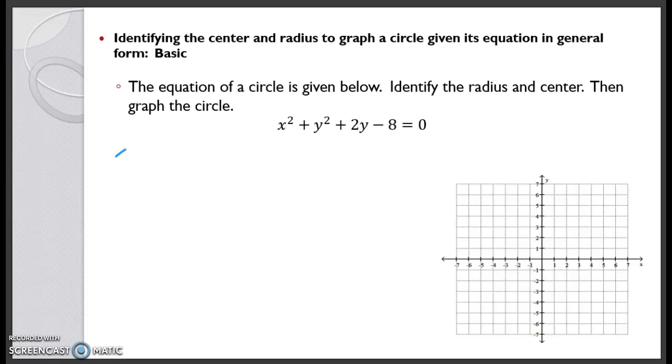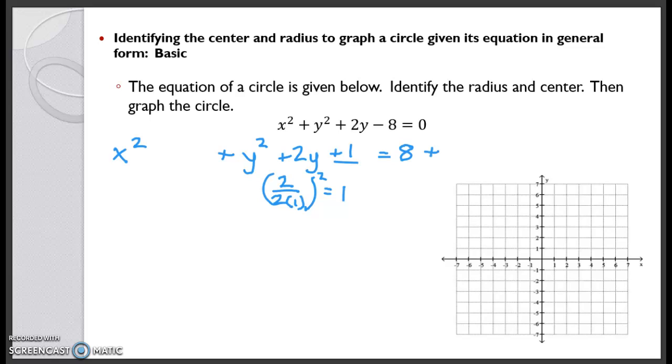let's go ahead and isolate the x's. X squared, oh wait, there's no x's. Okay, so now let's isolate the y's. And then add 8 to both sides. And this is where we start. Now from here, this is going to be 2, or b, over 2 times 1. And then we're going to square that, which is going to be just 1. So we're going to add 1 to both sides.